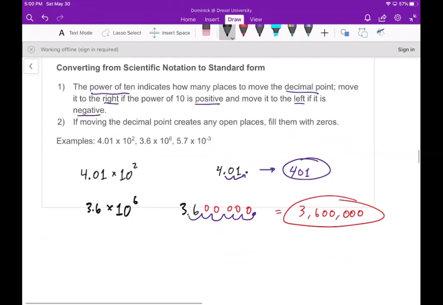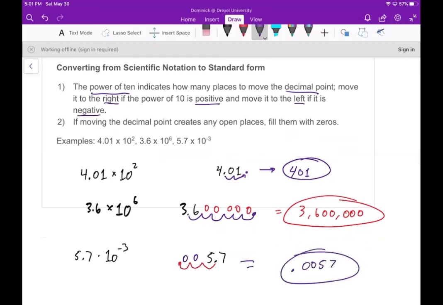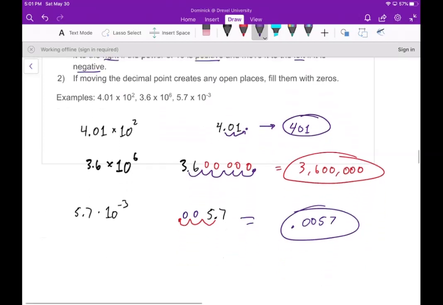Last but not least, I have a 5.7 times 10 to the negative third. So I need to take 5.7, and since it's negative, this time I'm moving it the other way. So 1, 2, 3 spots, and of course, we'll fill those in with zeros. So this is going to become 0.0057. All right, so that's converting from scientific notation to standard form.